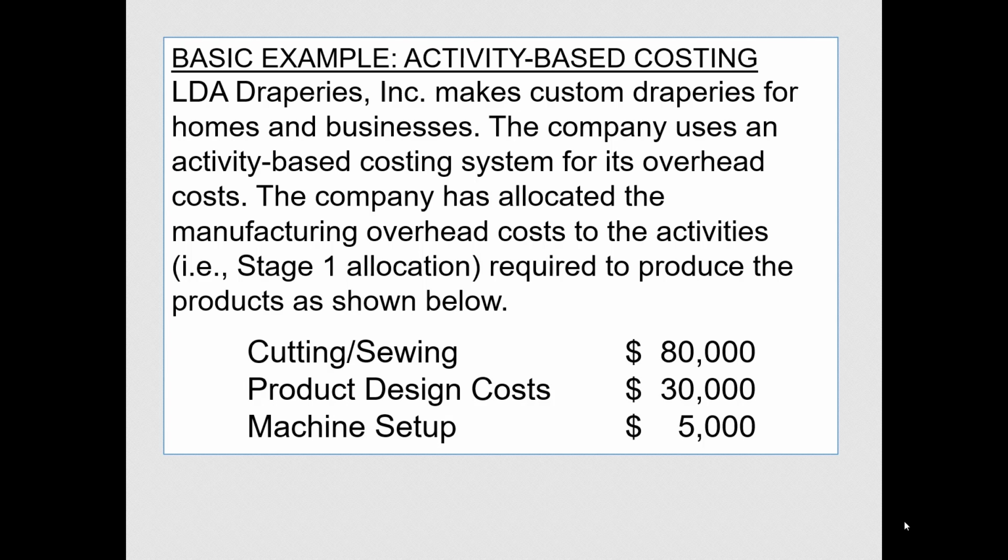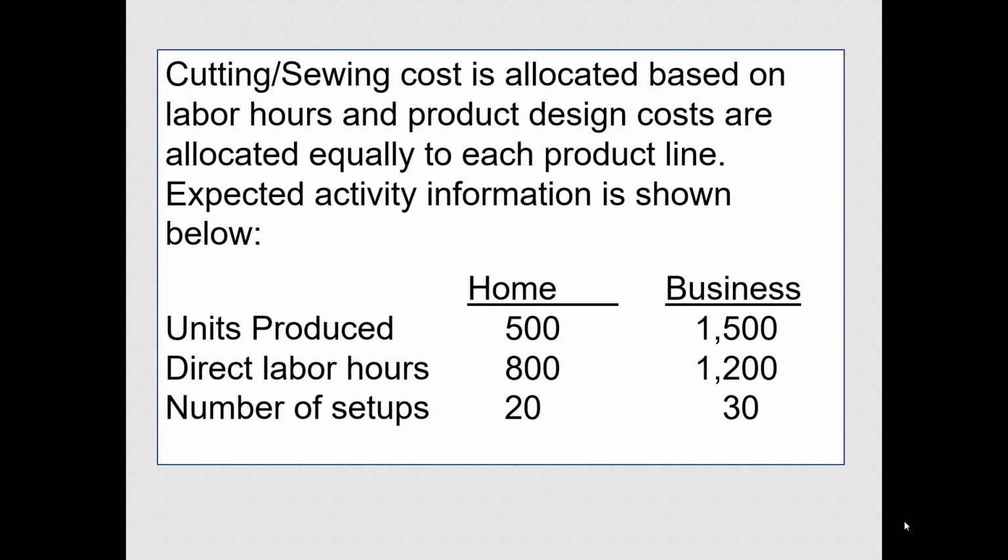So we've got a simple example where there are 3 activities. We have cutting and sewing that expects $80,000 of cost. Product design costs are supposed to be $30,000 and machine setup cost $5,000. Cutting and sewing cost is allocated based on labor hours, and product design costs are allocated equally to each product line. Expected activity information is shown below.